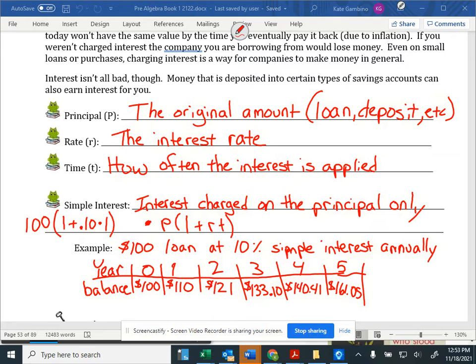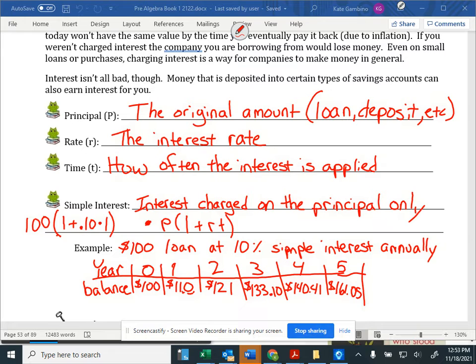He was saying 10%. I moved my decimal from here to here, so that's 11. I added that on. But what I'm not understanding is that it seems like you're taking 10% of the new total. And simple interest is interest charged on the principal only. So let's look at our formula here.